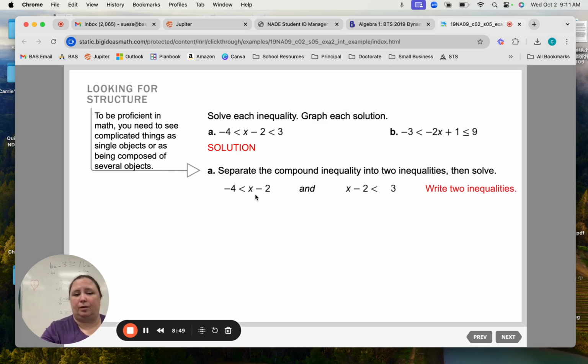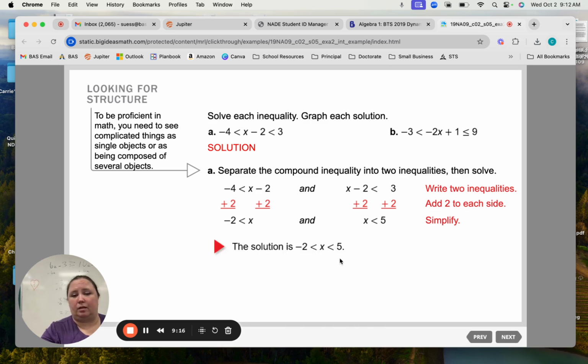On the left here, we would move the -2 by doing what? Adding. So we'll do that on all sides. Move the plus 2 over here, plus 2 over here. What's -4 plus 2? -2. And then 2 plus -2? 0. So then you get -2 is less than x, and x is less than 5. This is your new compound inequality, because all we did was solve for x.